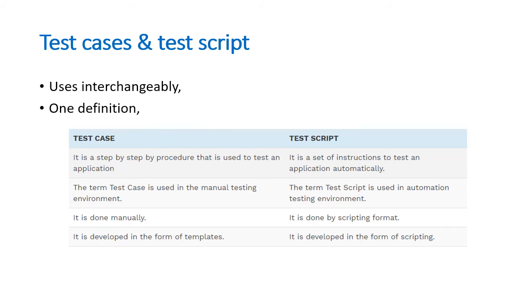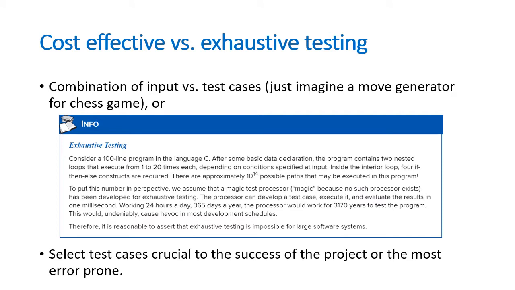Okay. And when we do the unit testing, we want it to be cost effective, and we want to avoid exhaustive testing at any cost. Just imagine in this whole procedure, we need to consider the combination of inputs as well as the test cases. Imagine a move generator for a chess game, how many combinations of input and test cases does this case have? Another example: if we consider a 100-line program in the language C, after some basic data declaration, the program contains 2 nested loops that execute from 1 to 20 times each. It depends on the condition specified at the input.